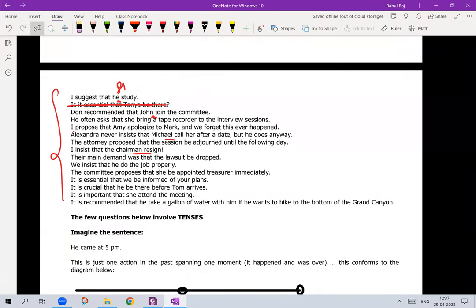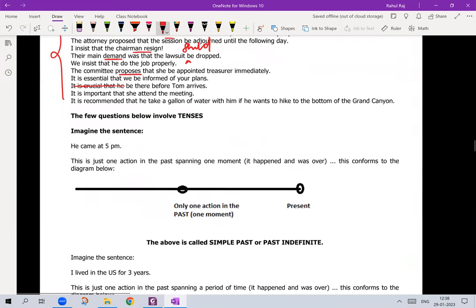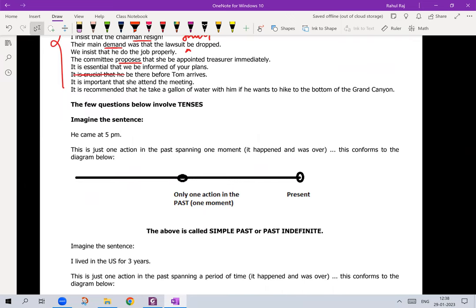So just read here. Here they have given you a good number of verbs. Propose that C should be appointed. "Should be appointed" is wrong. It should be "C be appointed". Their main demand was that the law should be dropped is wrong. It should be "the law be dropped". It is crucial. Please read it all. Now come down to the following tense.